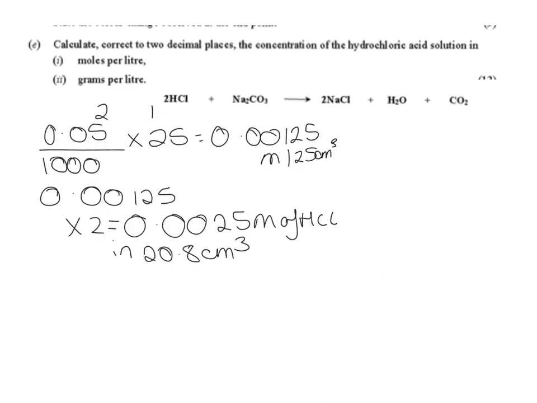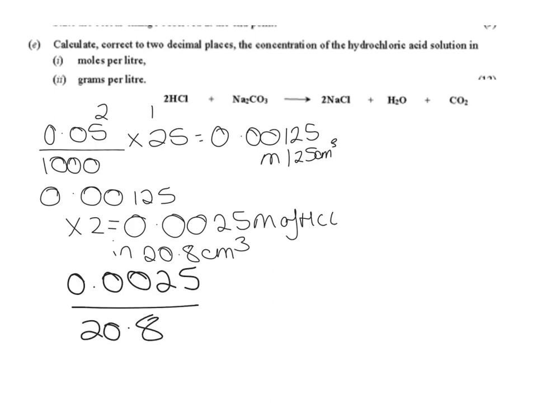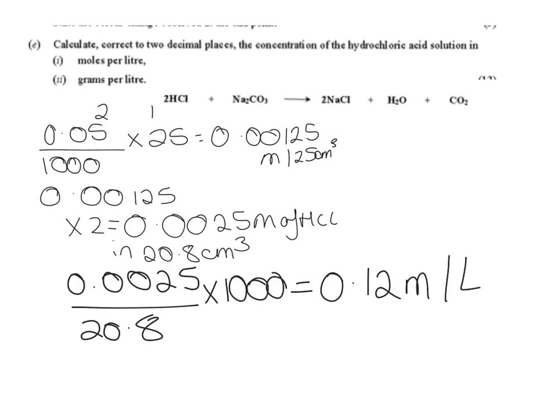So I don't want it in 20.8 centimetres cubed, I want it in moles per litre. So I will take my 0.0025, divide that by 20.8 and multiply it by 1,000. And when I do that, I get an answer of 0.12 moles per litre.